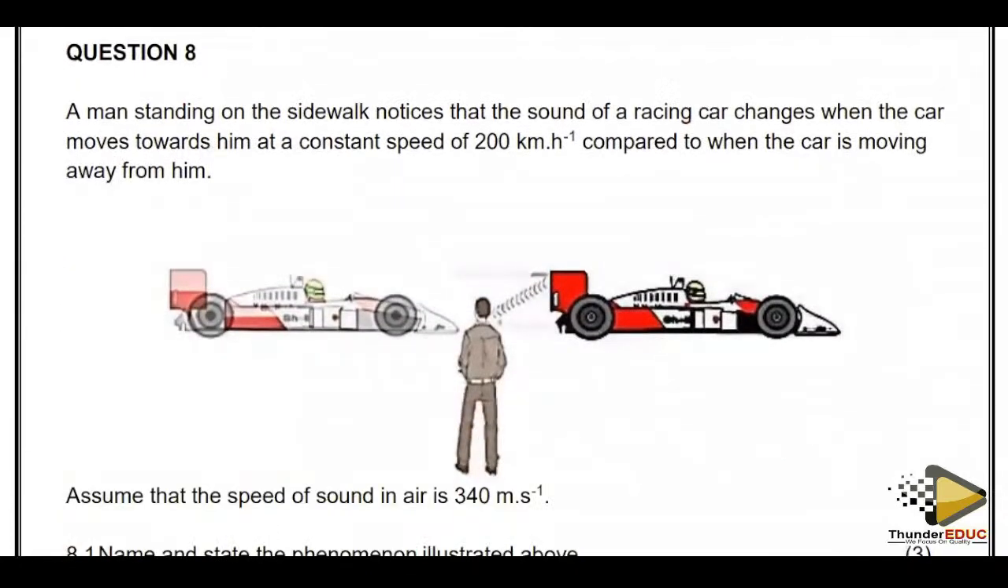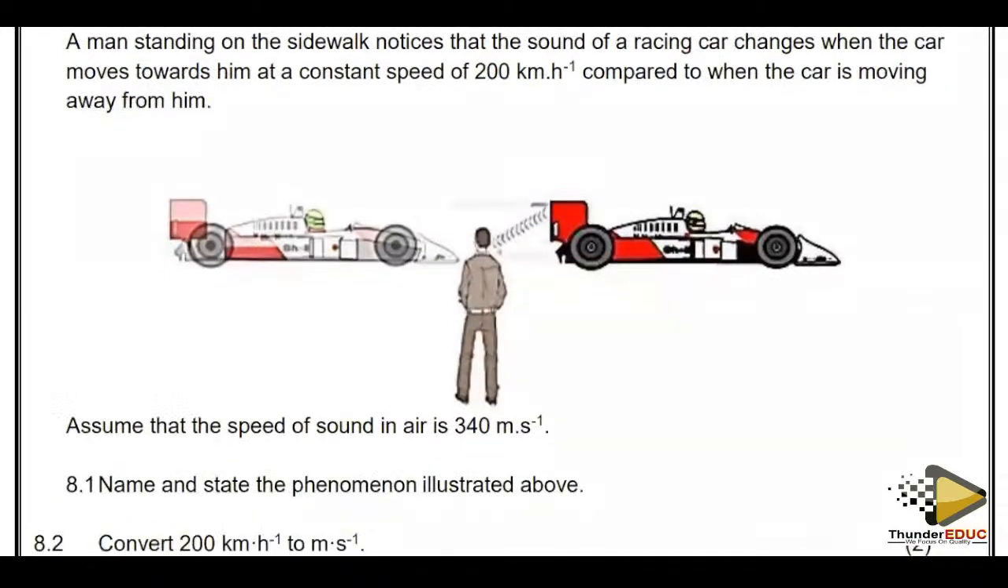We are almost there. Question number 8. A man is standing on the sidewalk and notices that the sound of a racing car changes when the car moves towards him at a constant speed of 200 kilometers per hour compared to when the car is moving away from him. Assume that the speed of sound in air is that much. Name and state the phenomenon that is illustrated.